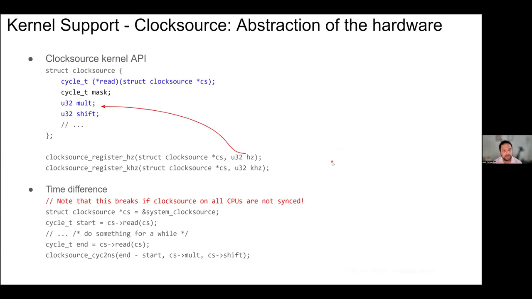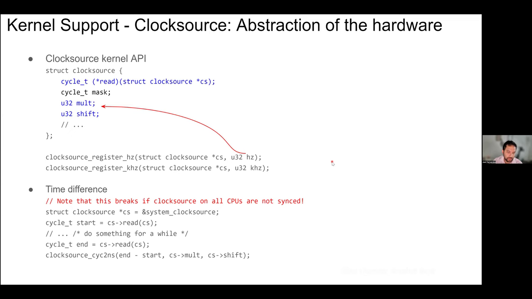Coming back to clock source, this is what the clock source structure looks like in the kernel. You have a read callback, which is the hardware driver that registers the clock source. It tells the kernel that you can call this function to read the time. So that's the read pointer. Then when you register the clock source, you also provide a frequency. That frequency is used to calculate the multipliers and shifts, because remember, this is just a counter. It cannot directly tell you what time it is. You need to know how fast it is ticking and then scale that value in the counter to time.